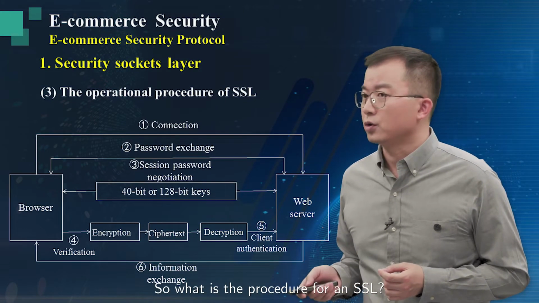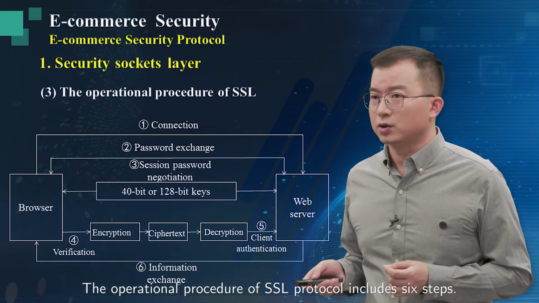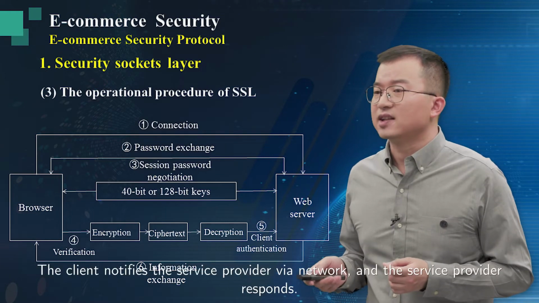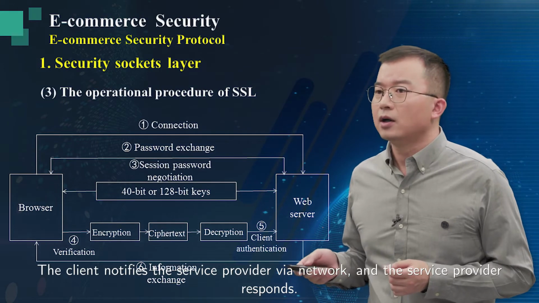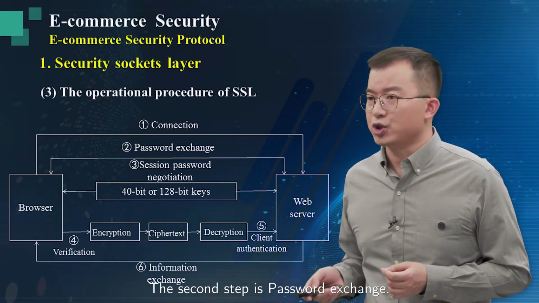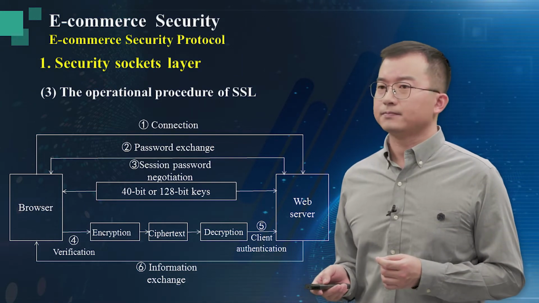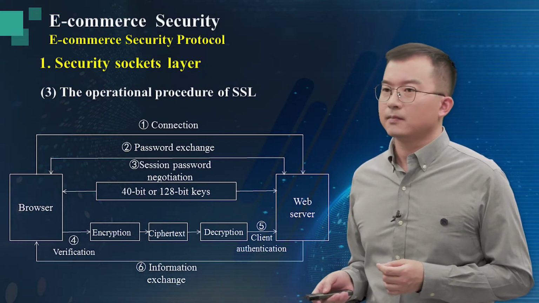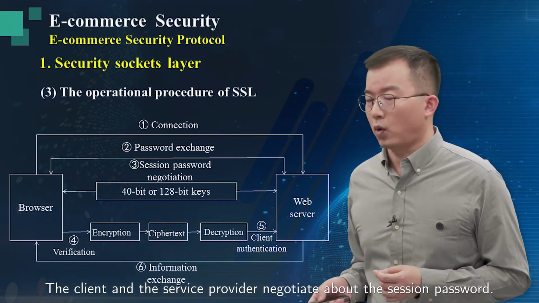So, what's the procedure of SSL? The procedure of the SSL protocol includes 6 steps. The first step is connection. The client notifies the service provider via the network, and the service provider responds. The second step is password exchange. The client and the service provider exchange their authorized passwords. The third step is session password negotiation. The client and the service provider negotiate about the session password.